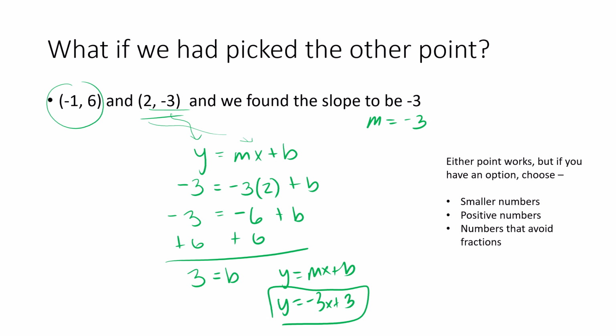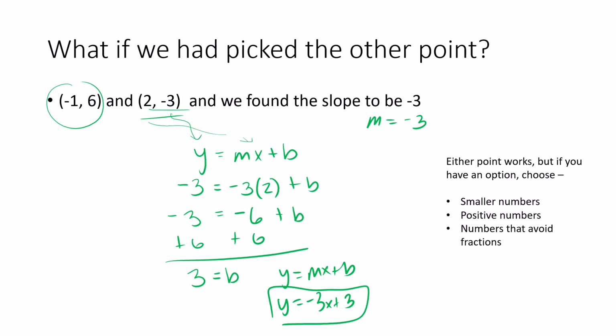Either point works, but if you actually have the choice of 2 points, choose smaller numbers over larger numbers. So if you've got a 1 and a 2 and a 10 and a 20, pick the 1 and the 2. Positive numbers over negative numbers. So if one of your points is like 2 positive numbers and the other one deals with negatives, avoid the negatives if you have the option to do so. We didn't have the option in this problem, both of the points had a negative.